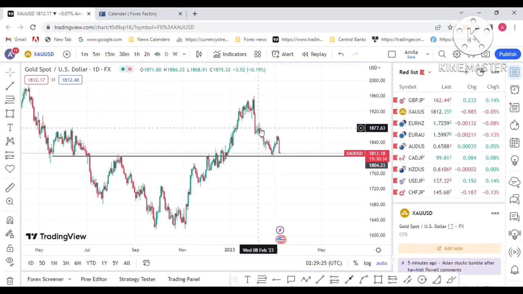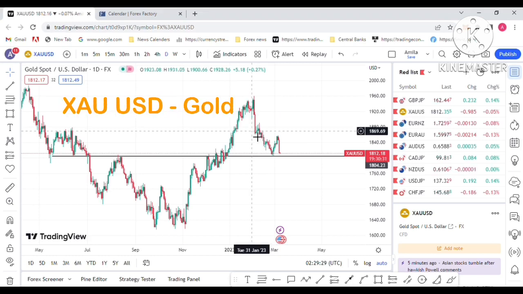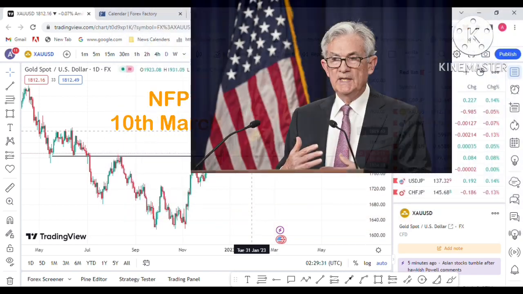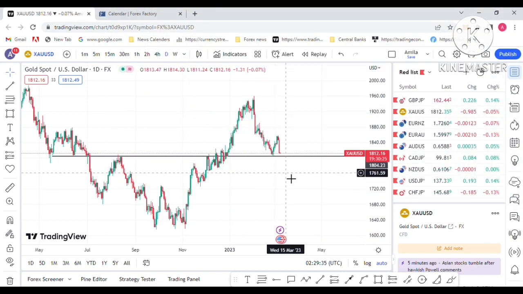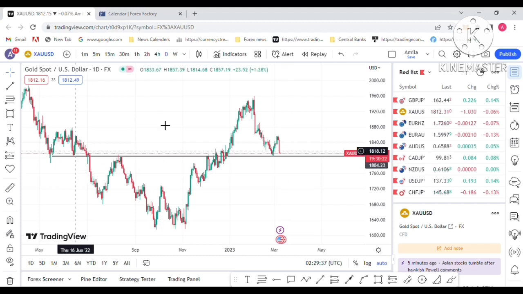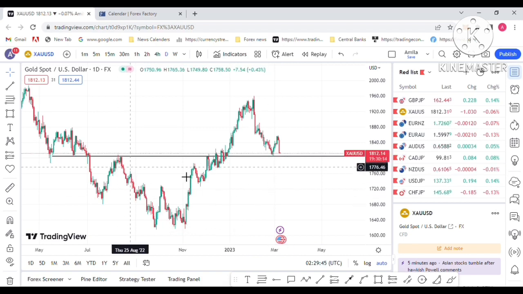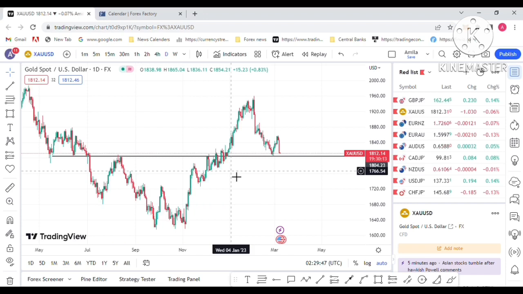Today I'm going to analyze gold with the non-farm payroll economic event, which will be released on 10th March, this week Friday. So now I am in a gold chart. You can see I am in a daily chart. Gold XAU/USD is at the 1812, 1810 level. This is Wednesday, 8th March.